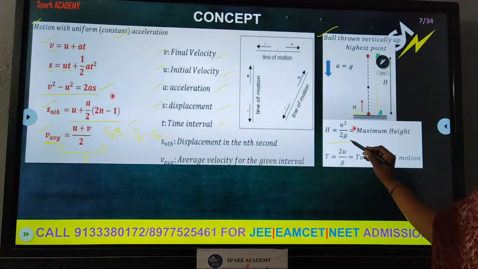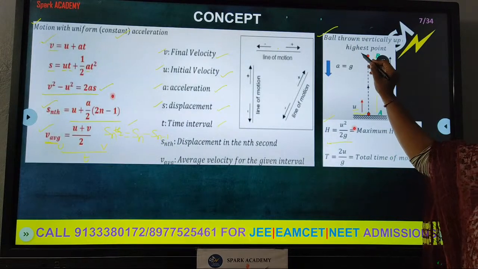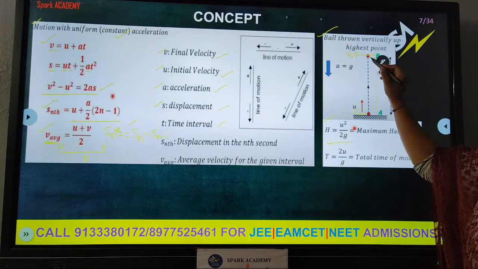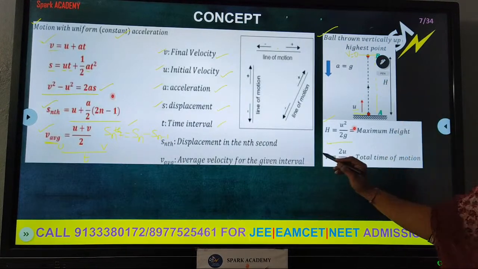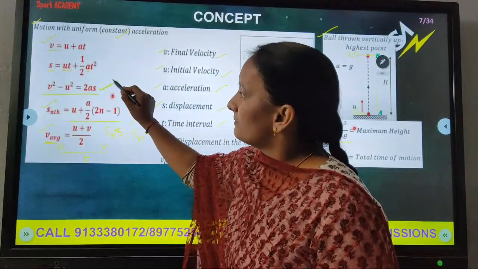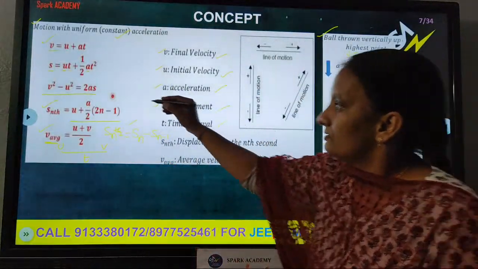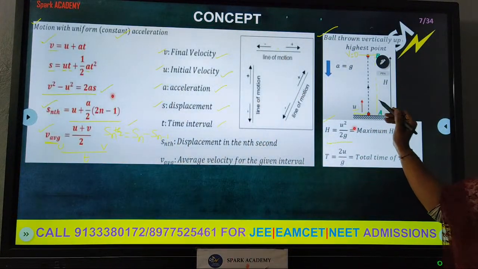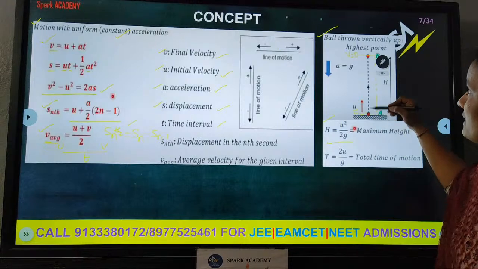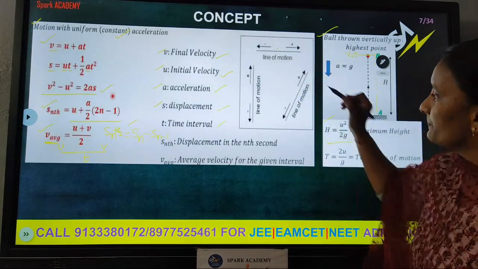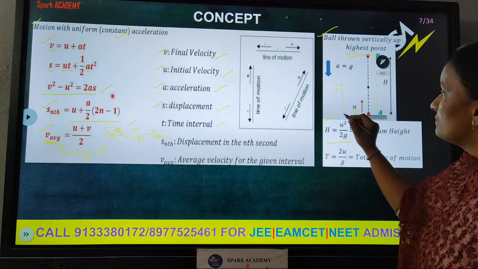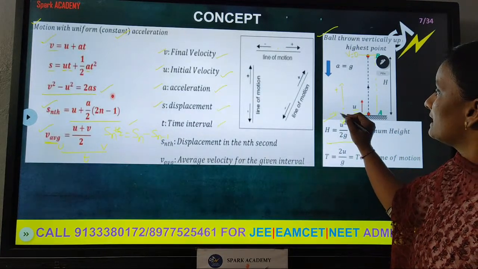Then the maximum height we can find by using u square by 2g, because when it reaches the highest point, its final velocity becomes 0. So we can use this equation. This is the origin. So follow the sign convention. The line of motion is like this. If we are taking distances upward, those will be positive, downward will be negative.